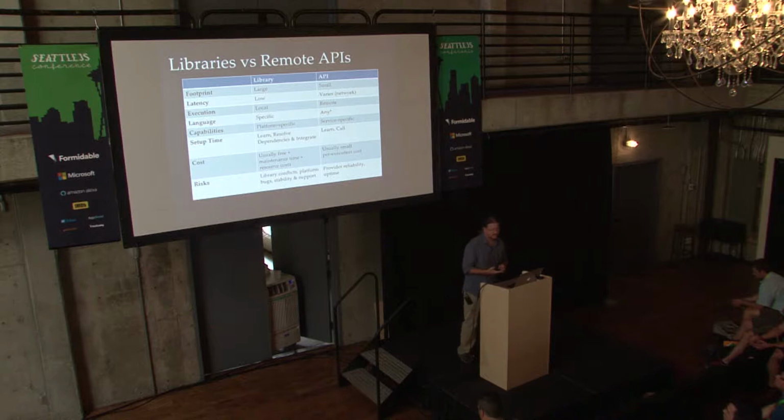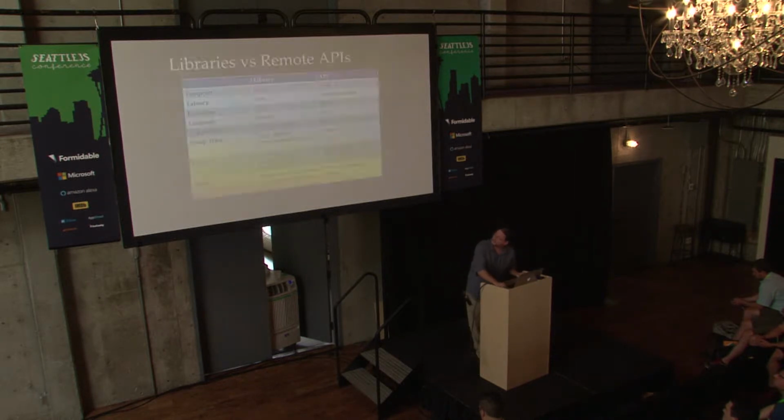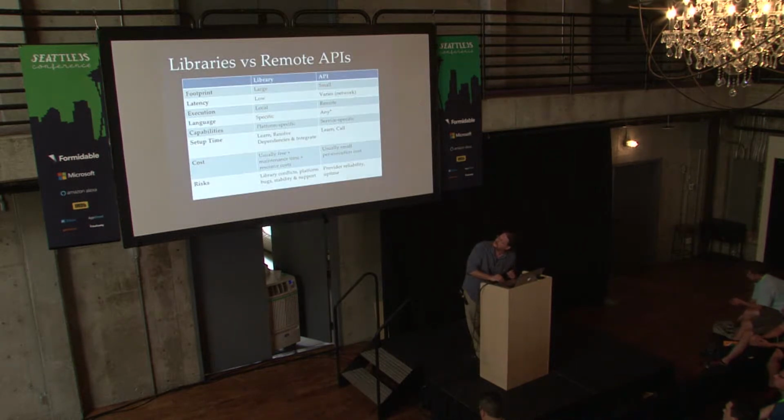Your setup time is increased a little bit with libraries. You've got to learn it, but then you've also got to resolve any dependencies. You've got to integrate it with your current code base. Generally speaking, an API, you're just making a simple call, easy and fast to learn, although sometimes the parameterization gets a little weird. And then cost. So one of the things we tend to balk at sometimes is the cost of actually going and calling that API. So usually there's like a small per unit charge or something of the sort.